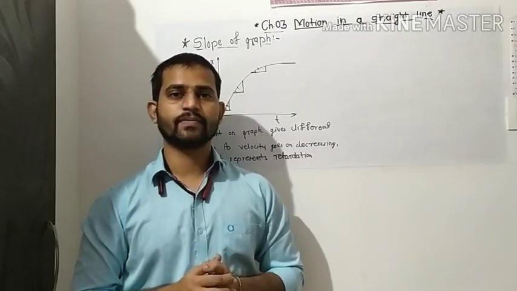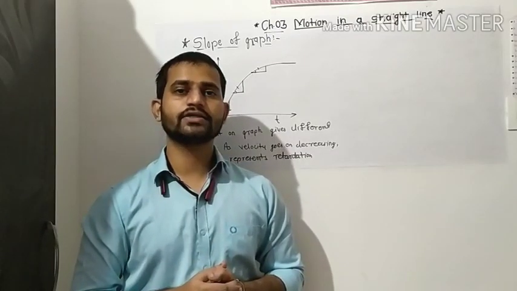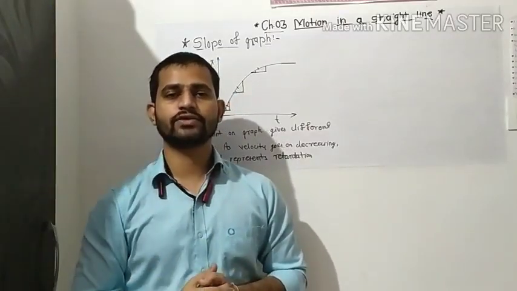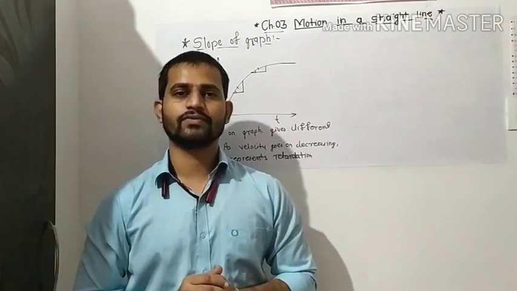Initially it is away from me. You are away from your friend. So from where do we start the graph?